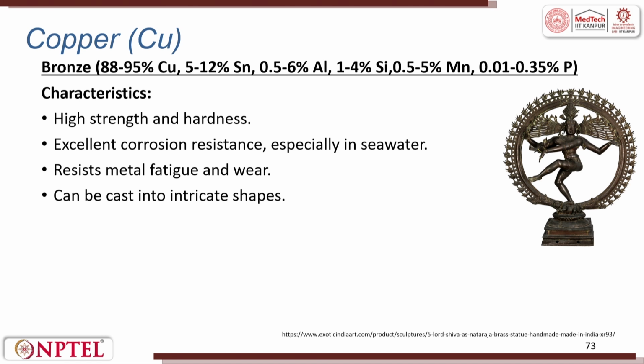Bronze is a combination of copper and tin, 88 to 95% of copper, 5 to 12% of tin, 0.5 to 6% of aluminum, 1 to 4% of silicon, 0.5 to 5% of Mn, and 0.01 to 0.35% of phosphorus. All these things mixed together make it a very beautiful material for making intricate statues. They are all made out of bronze. High strength and hardness, excellent corrosion resistance, especially in sea water.